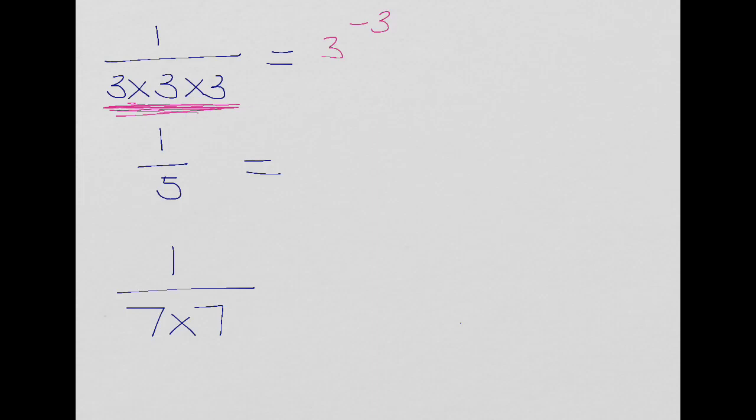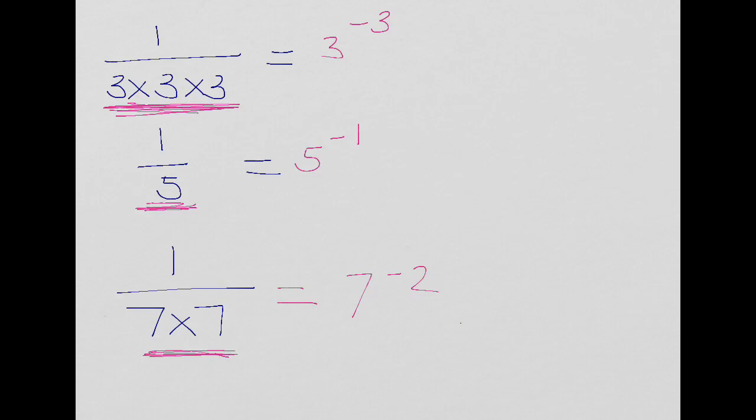And here, this is 1/5, so I'm dividing by 5, so it's 5 to the negative 1. And 5 to the negative 1 is the same as the reciprocal of 5, which is the same as 1/5. There's that word reciprocal again. So the next one here, 7 multiplied by 7, which is 7 squared, but I'm dividing by it, so it's 7 to the negative 2.